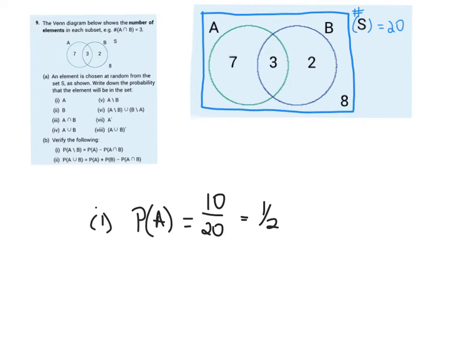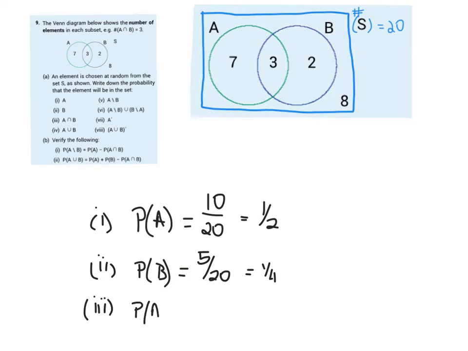Okay, next question is the probability of B. Again, we can see B is all of this, so it's 2 plus 3, which is 5 over 20, which is a quarter. So that's part 2. Part 3 is the intersection. So P of A intersection B: we can see the intersection, this bit here in the middle, is equal to 3, and it's out of 20.